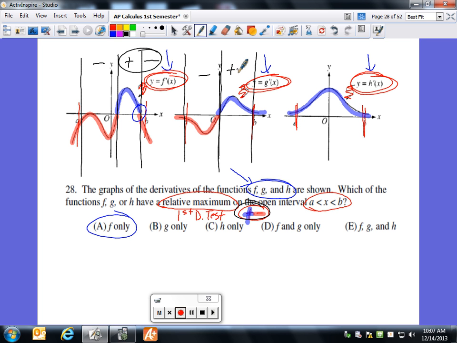This is not a max because it didn't change from positive to negative. This is a min, change from negative to positive. And then over here, it was positive throughout. Okay, so there is no max or min. That's why A is the only answer.